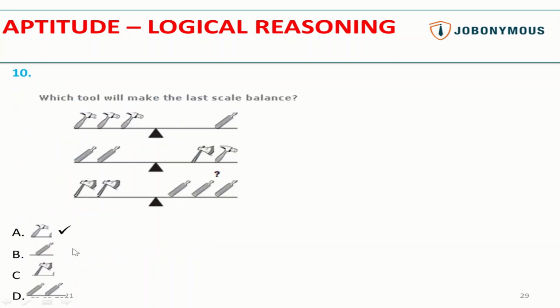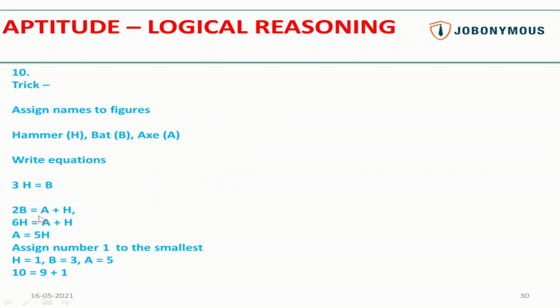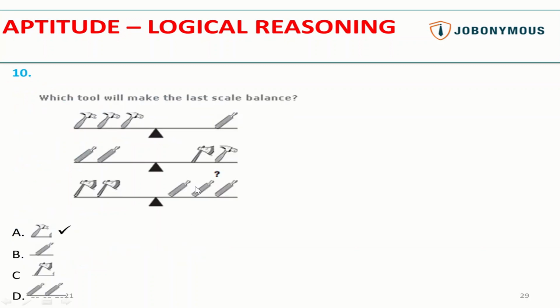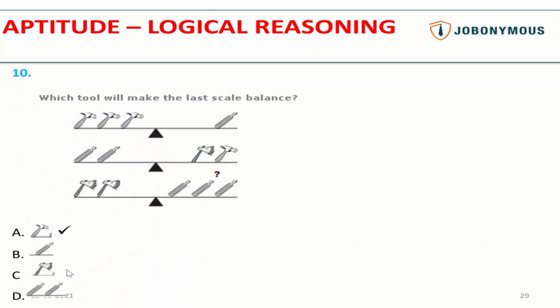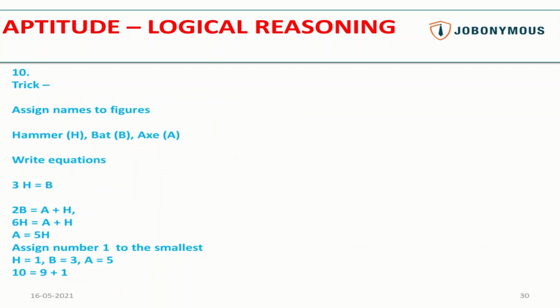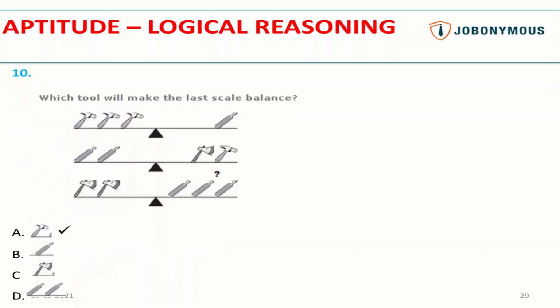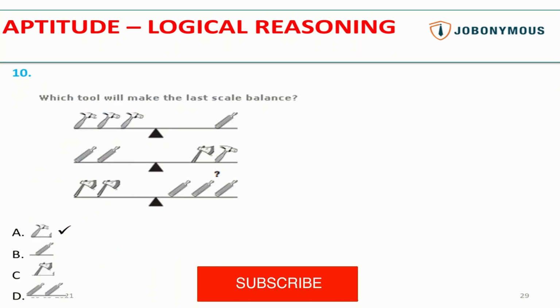So now you write the last equation. 2 into A. So A equal to 5. So 10 equal to 3 bats. 3 bats are equivalent to 3 into 3, 9. So what is left to make the equation equal? 1, and 1 is the value of H. So 1 hammer is required. So this is the right answer. So that is how you can solve this question, by making it into an equation.